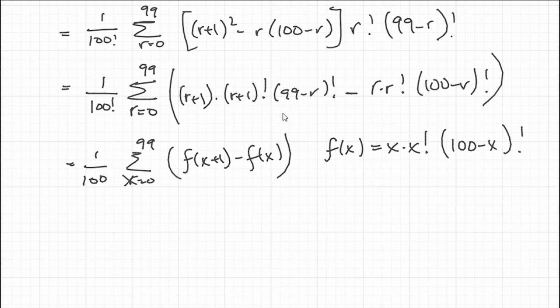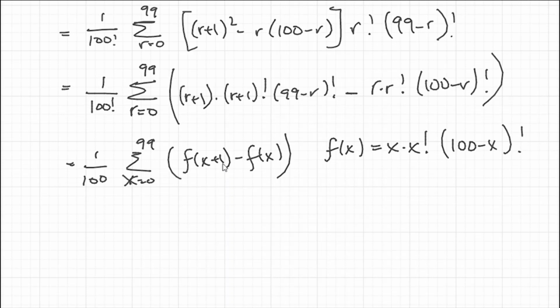Because this thing here, when we plug in x equals r plus 1, we get this thing here. So x equals r plus 1, we get r plus 1 times (r plus 1) factorial, and then 100 minus (r plus 1) is the same as 99 minus r, which is this thing here. So this is exactly this, and now we can do telescoping.